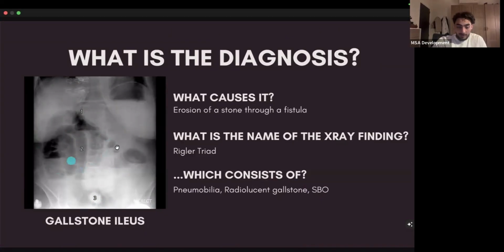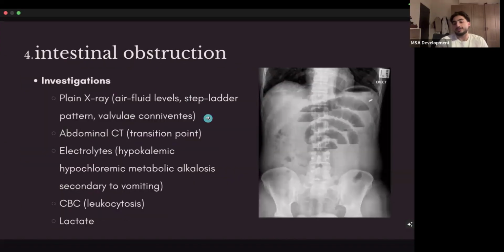You get the dilated bowel loops. You could get the stepladder sign, or the hostrations, the lines going through the entire diameter. Okay. So what are some investigations that you could do for small bowel obstruction? Well, the first thing you're going to want to do is the plain X-ray or the standing abdominal X-ray for air fluid levels in the stepladder pattern.